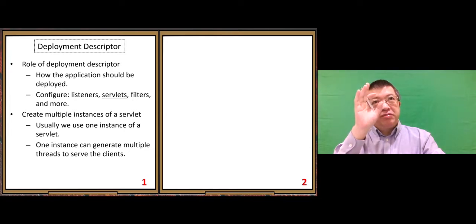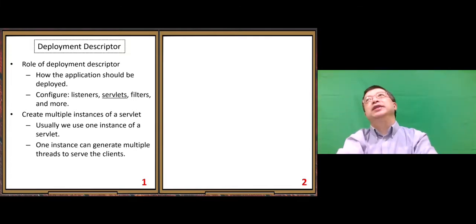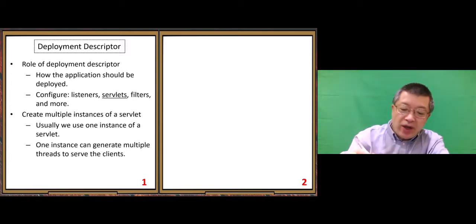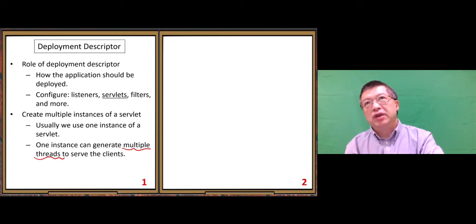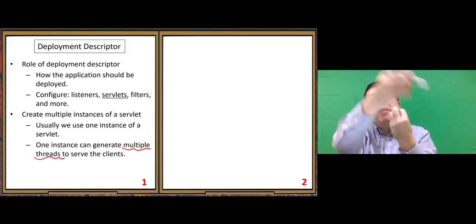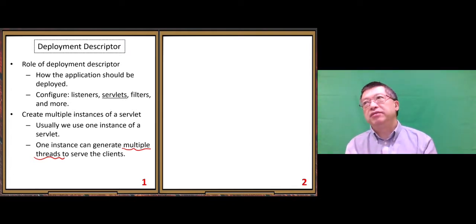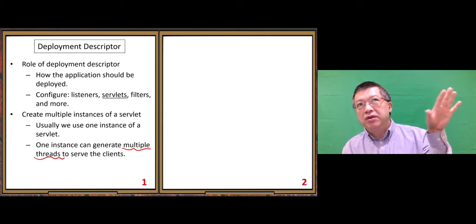One instance can provide services for many users concurrently. The way it does this is by generating multiple threads. The servlet uses a multi-threading technique. One instance can automatically generate multiple threads. We don't need to do anything. That's the internal setup.